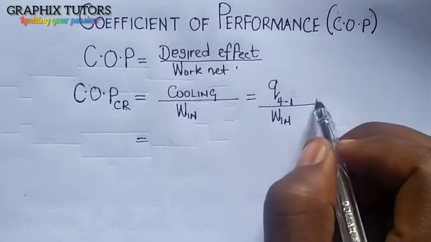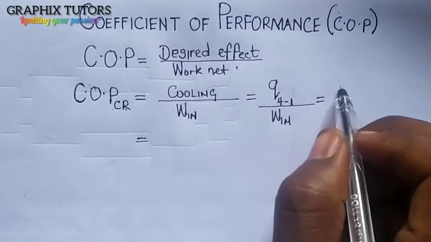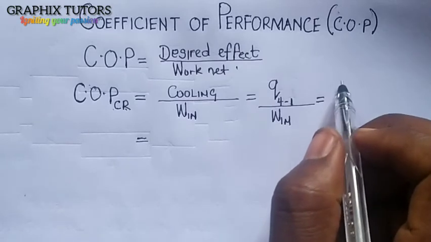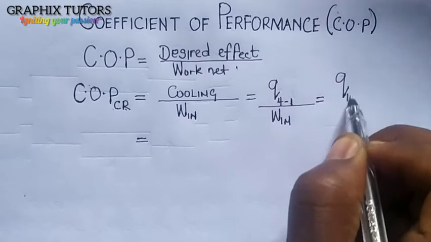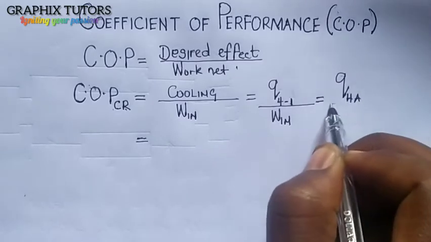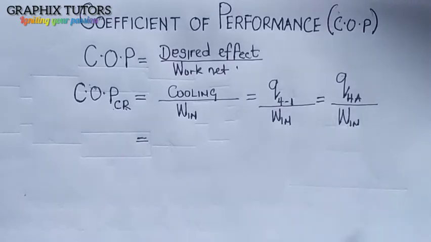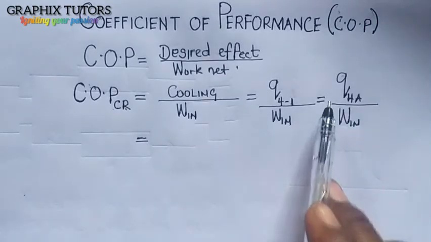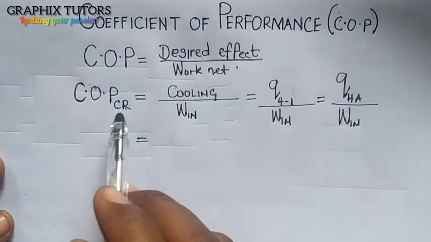Also, I can easily say that for my Q 4 to 1 at the evaporator there is heat addition. So I can put Q HA all over the work in. Any of them I want to do. So there's always heat addition at the evaporator. So you can take any of these three models and move forward. That is for the refrigerator.